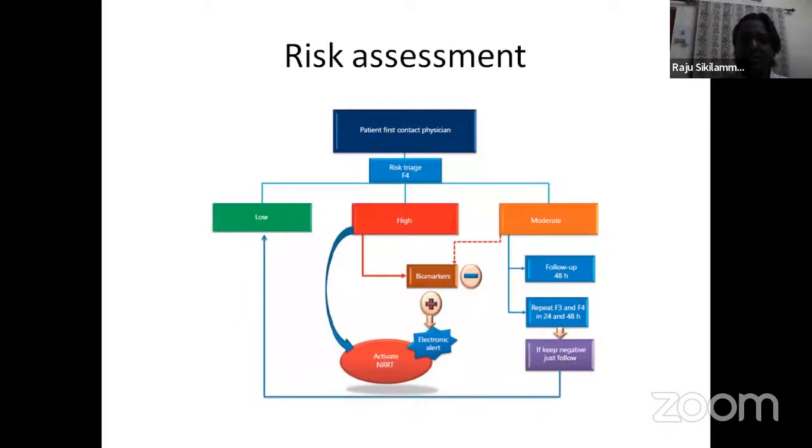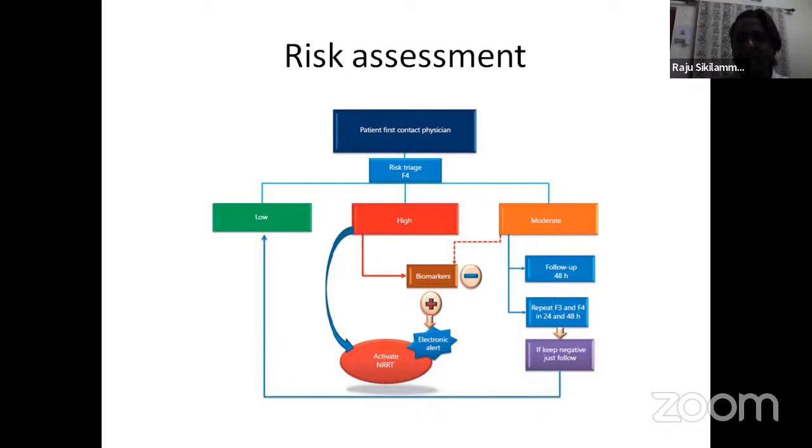In this assessment, when the patient first presents, we triage the patient according to the F4 score, that is nothing but the AKI risk assessment score. According to the AKI risk assessment score, patients are graded as low, moderate, and high. If the patient is low grade, no intervention needs to be done.